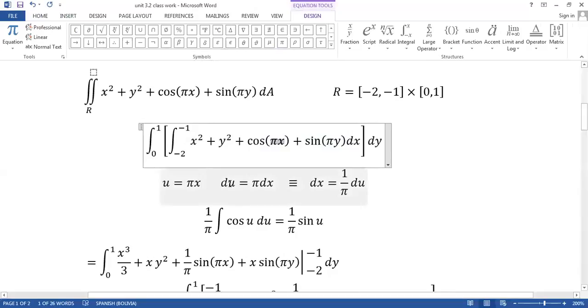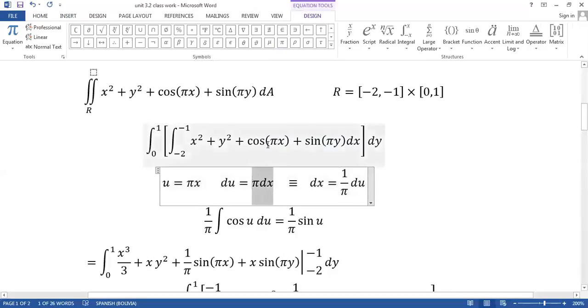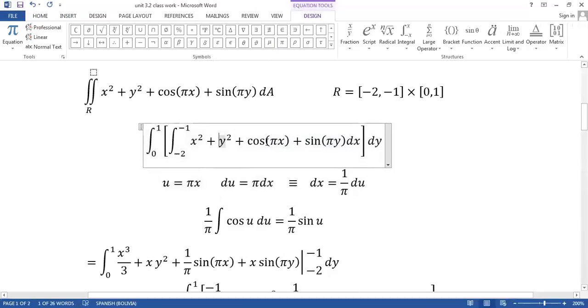And our du becomes pi dx. But we do not have a pi outside here. So dx is basically going to be 1 over pi du, solving this equation here for dx. Because remember, when we are integrating, it's the same as if I had an integral sign here, an integral sign here, and an integral sign here.